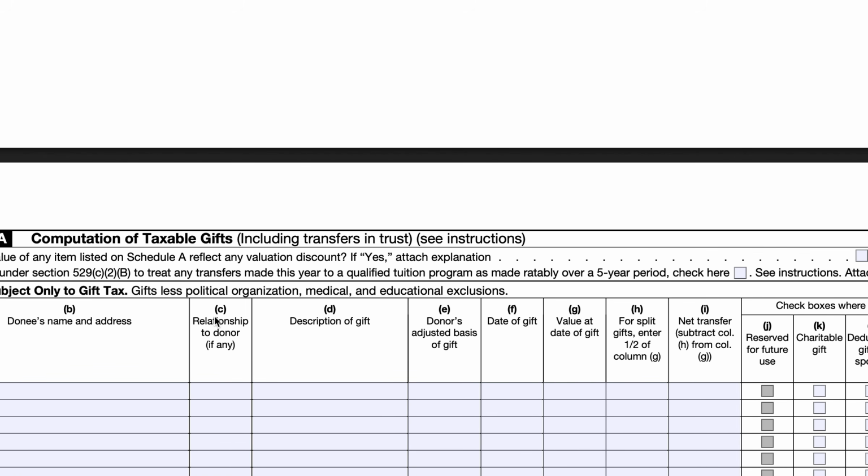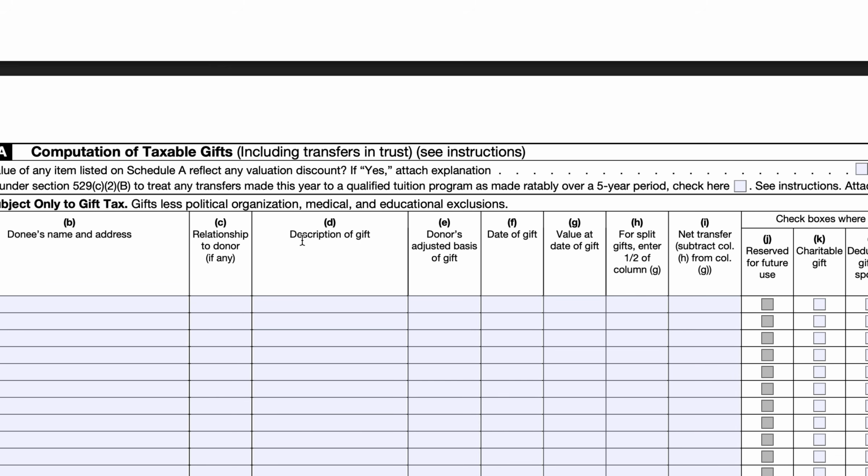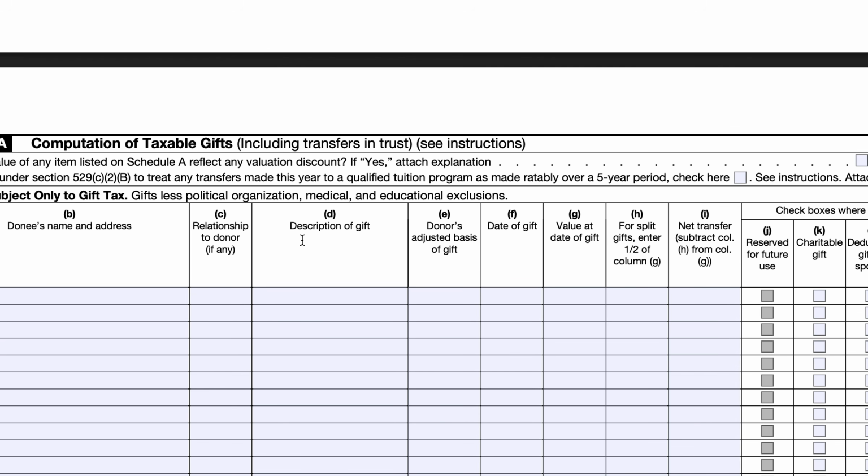So really quickly, a brief overview of each of the schedules. We have done a complete video on each of those. We'll put links to each of those videos in the show notes. And of course, our comprehensive article contains step-by-step instructions on not only the form itself, but also each of the schedules. So Schedule A is the computation of the taxable gifts.